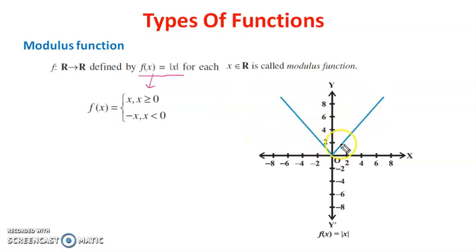Look at the shape of the graph, how it is coordinated. For every negative number, even for minus 6, every number, there will be a unique positive number on the y-axis. So this is the modulus function graph.